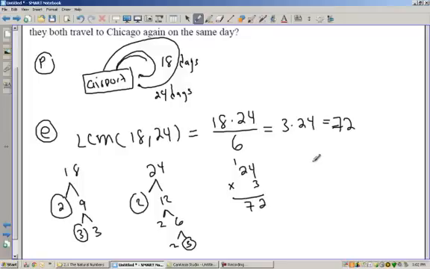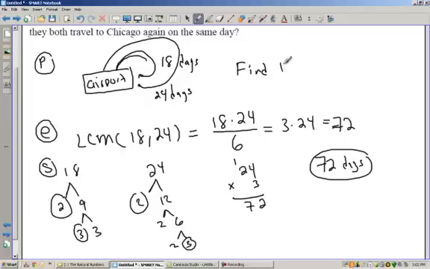And so my answer, this is sort of my solution down here. My answer is 72 days. I guess I should have written up here, find number of days until they meet again.